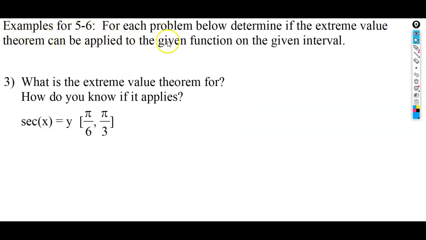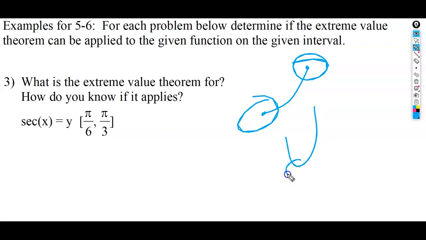For numbers 5 through 6, a similar question. We're asking you, can the extreme value theorem be applied? Well, the extreme value theorem is a different theorem, so let's talk about what that is first. The extreme value theorem basically says that if you have a continuous function from one endpoint to another on a closed interval, then there has to be an absolute max and an absolute min somewhere on that interval.